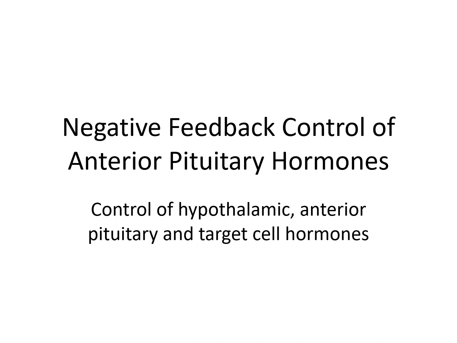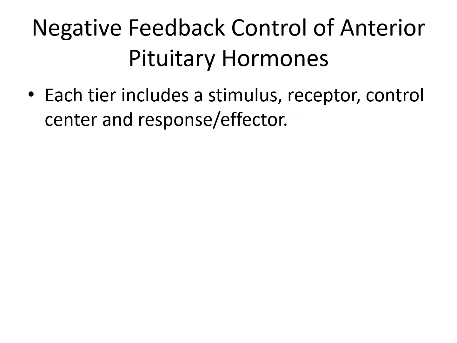Now, it gets a little more complicated when we talk about the anterior pituitary hormone, because it's under negative feedback control. And this negative feedback control of these anterior pituitary hormones is at the level of the hypothalamus, at the level of the anterior pituitary, as well as at the target cell hormones. So many of these have 3 levels of negative feedback. And so each tier includes a stimulus, a receptor, a control center, and either a response or an effector. As we learned in SCB 203, well, negative feedback mechanisms.